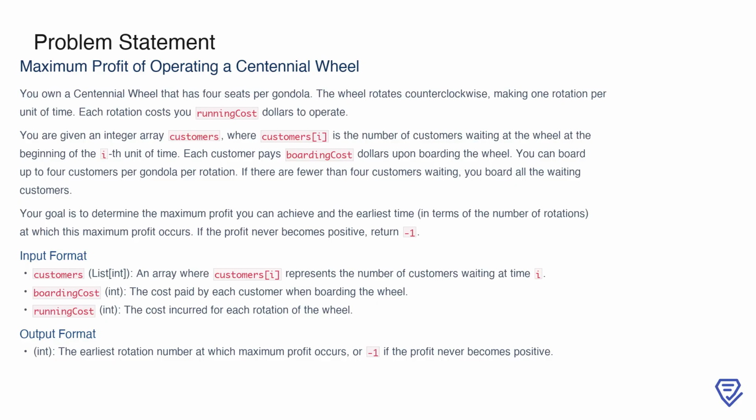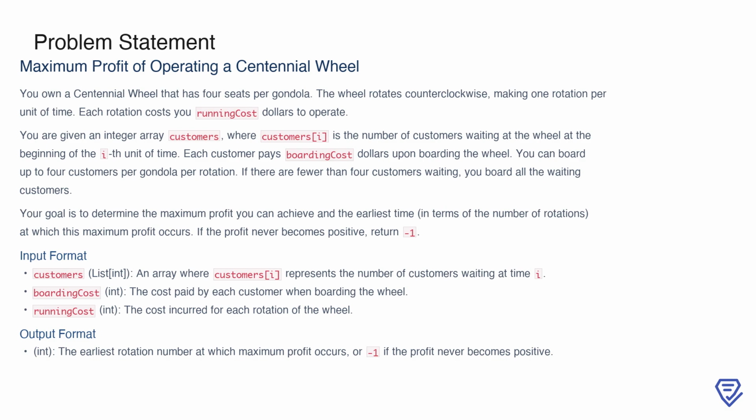The challenge lies in deciding how to maximize your profit. To calculate profit, you subtract the total running costs from the revenue generated by boarding customers. Your goal is to determine the maximum profit you can achieve and the earliest rotation at which this maximum occurs. If the profit never becomes positive, you will return -1 instead.